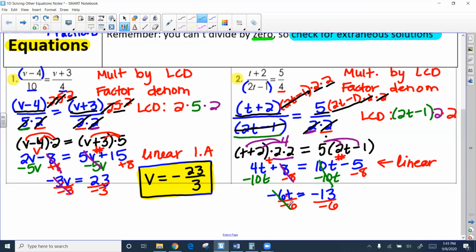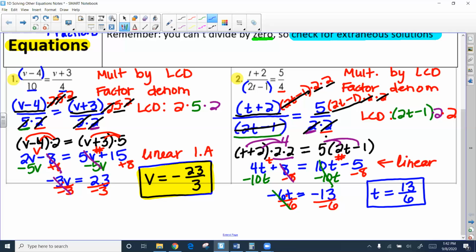The negative 6's will divide out, and we'll be left with t equals. Here, be careful of our signs. We have a negative 13 over a negative 6, and a negative divided by a negative is going to become positive. So this will become a positive 13 over 6.